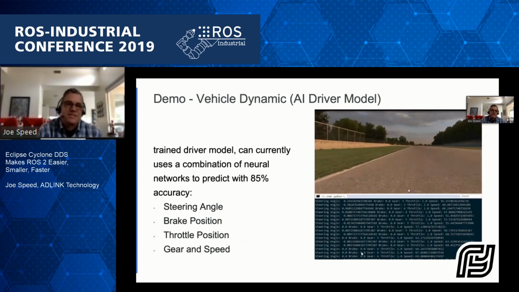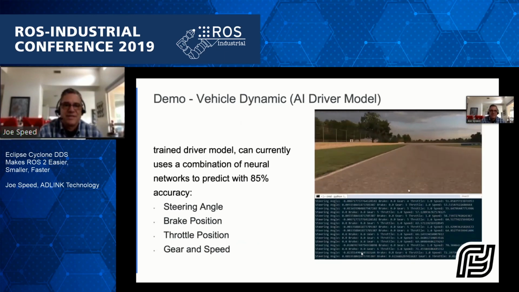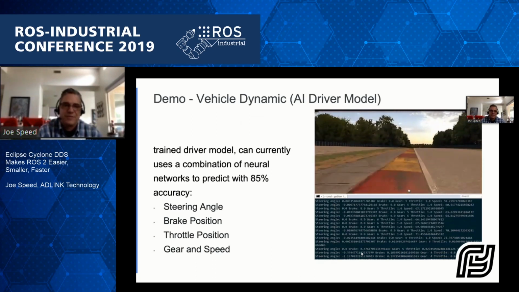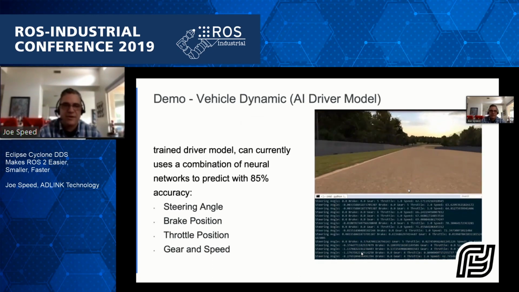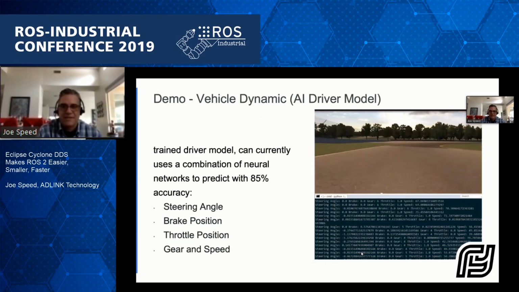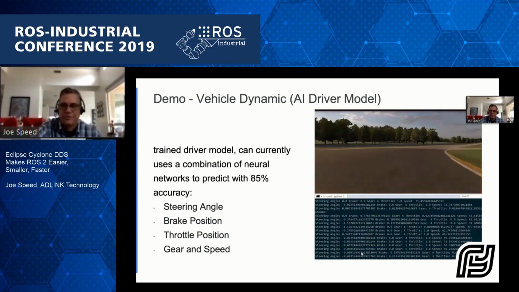What they found is that with the trained driver model, and they're using TensorRT for this, they can use the neural networks to predict with 85% accuracy steering angle, brake position, throttle position, gear and speed. A lot of things around traction of all four wheels as well.